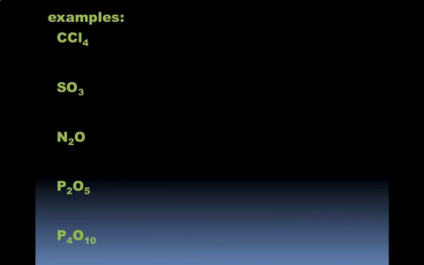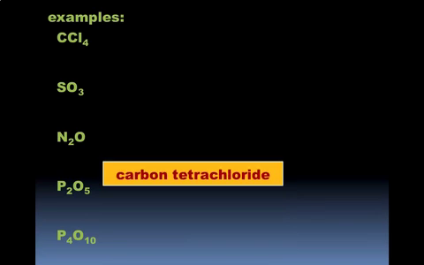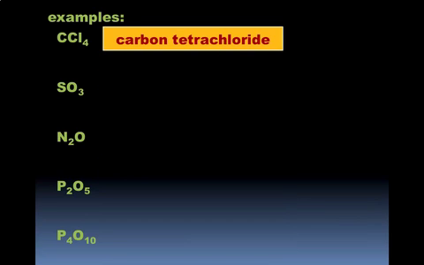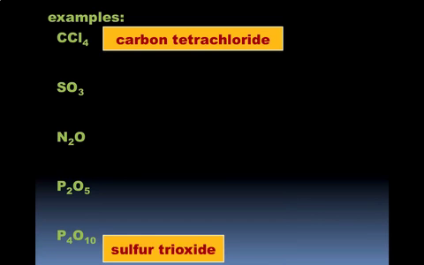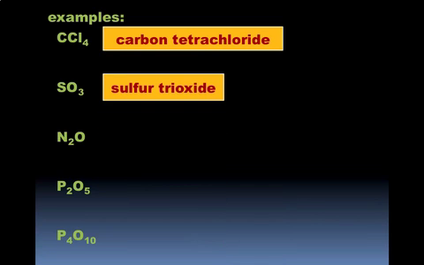So some examples. We have C, which is carbon, and Cl4, which is 4 chlorine. Again, we're not going to do monocarbon, we're just going to do carbon. And then there's 4 chlorine, so that's tetrachloride. The second name we change to IDE to show that it's bonded. So carbon tetrachloride. The next one is sulfur, and there's 3 oxygens, so it's trioxide, sulfur trioxide.